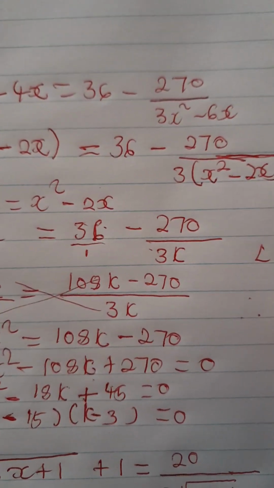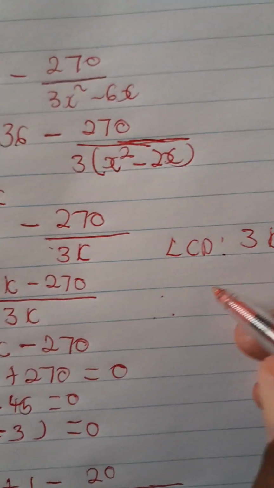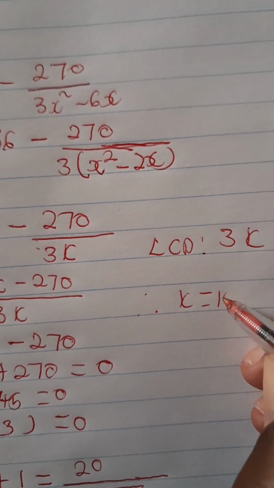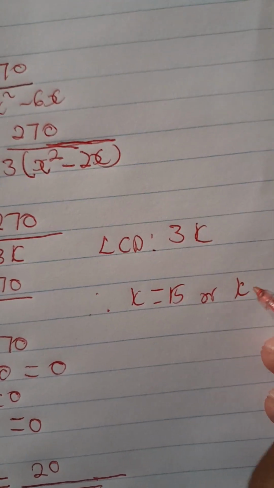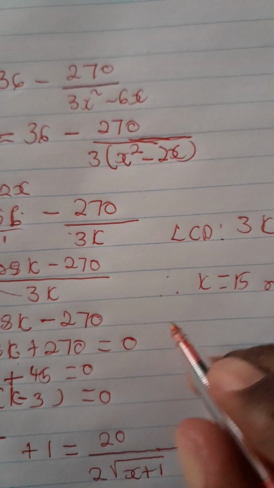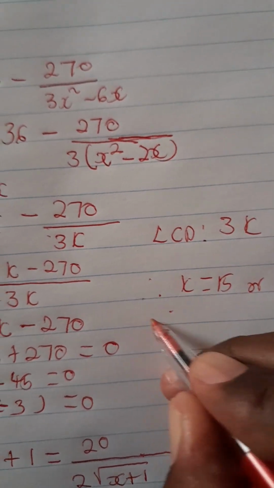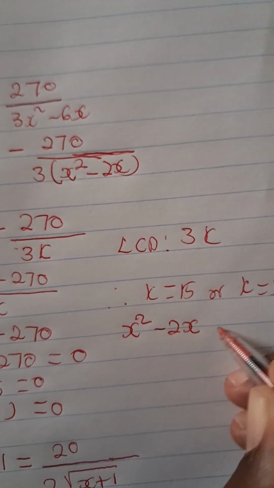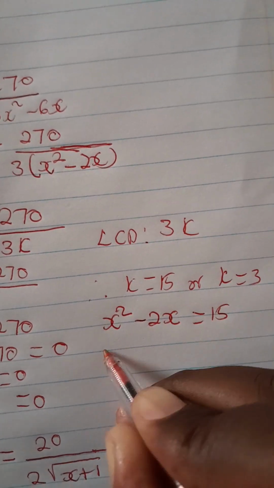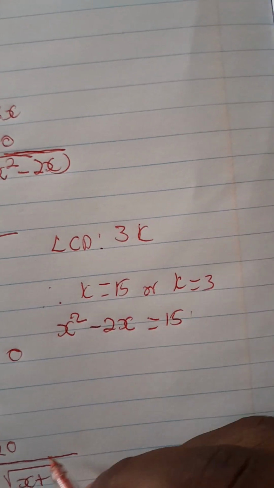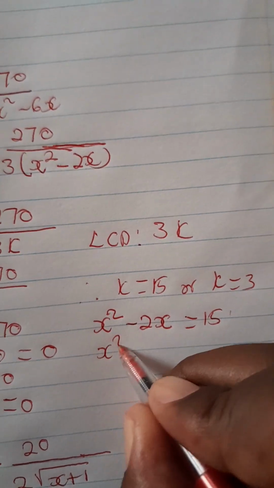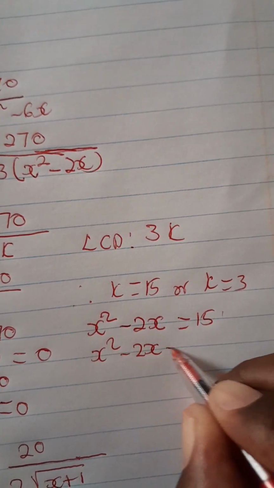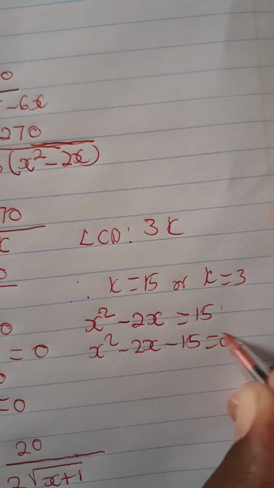Therefore, when you equate everything to 0, k will be equal to 15, or k will be equal to 3. We are not done. Remember, we are not solving for k. Go back to the original expression, which is x squared minus 2x equated to 15 now. Let's start with 15. So we're going to have x squared minus 2x minus 15 equated to 0.